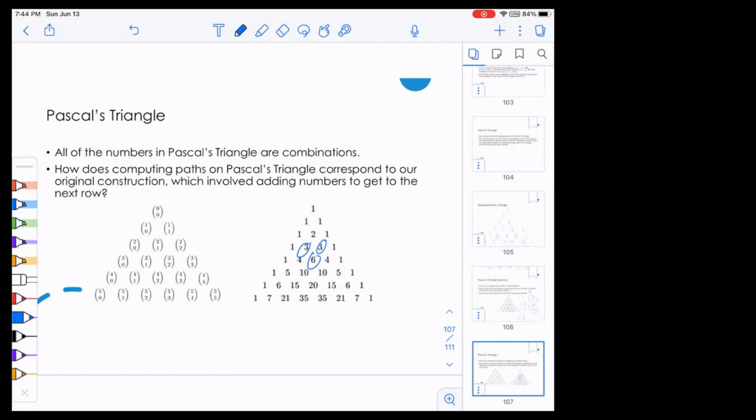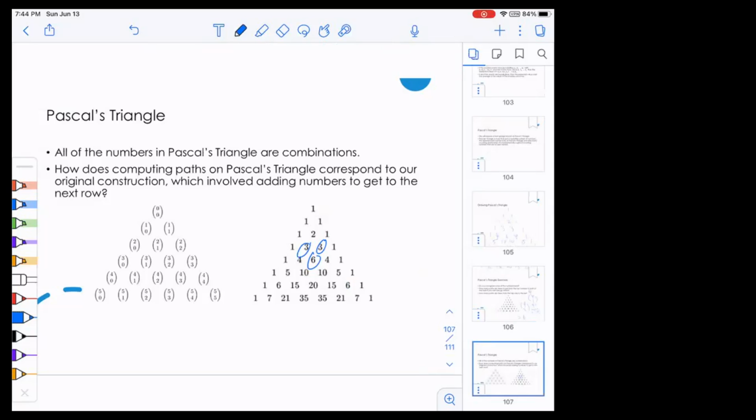But note that every path to the circle dot has to pass either A or B. So if we wanted to get from 1 to 6, we have to have passed through one of the 3s. So the number of paths to the circle dot is basically the number of paths to one of these versus the number of paths to another one. So that's how we made it in the first place.